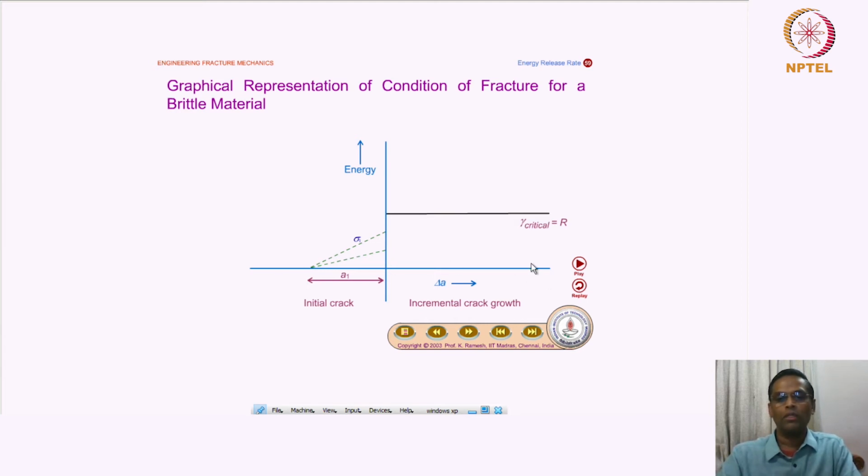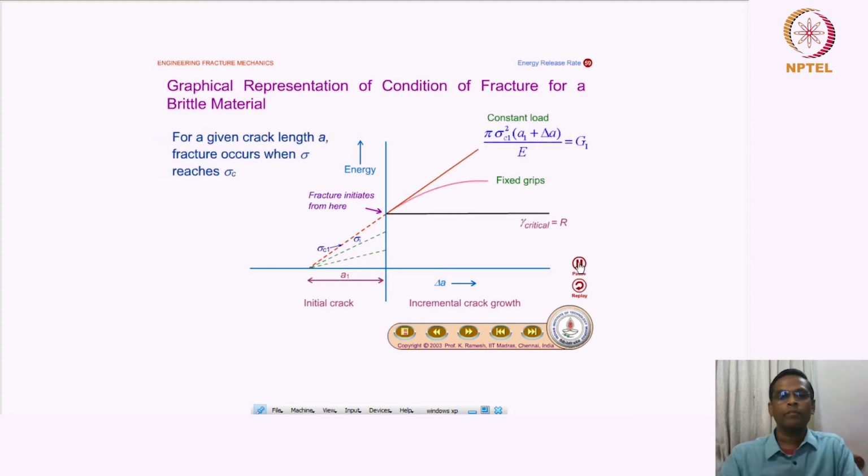Now the stress is increased to the next level. Even now sigma is less than R, so fracture does not occur in this region. The moment you reach this point, sigma C1, the critical stress, fracture initiates from here. That means G1 becomes equal to R1 and the crack initiates from this point. What you are seeing here is for constant load, and this is for the fixed grip.